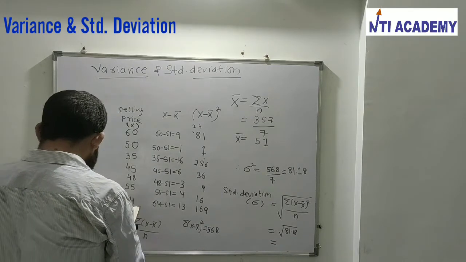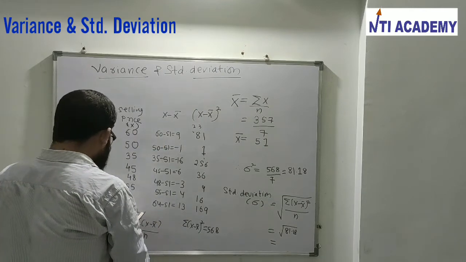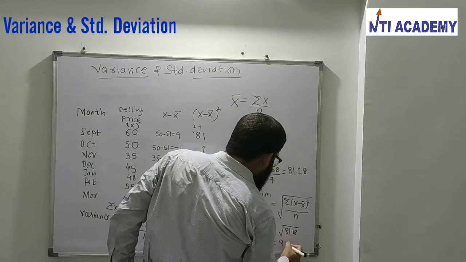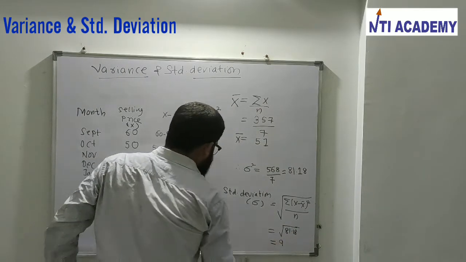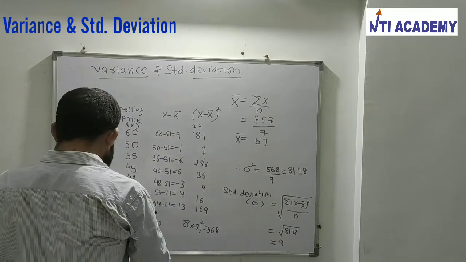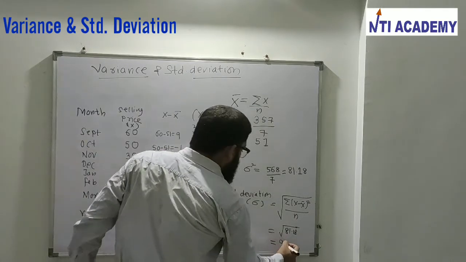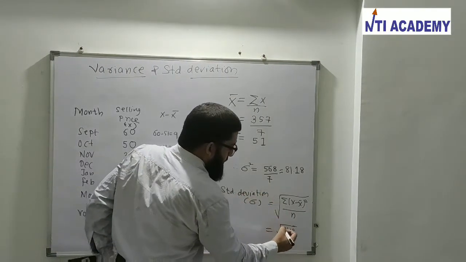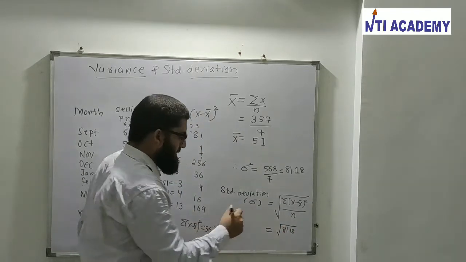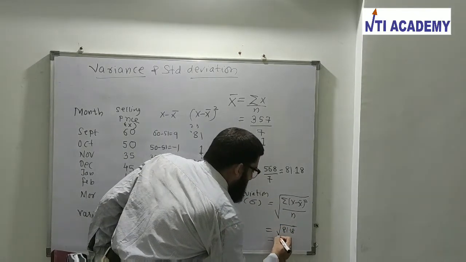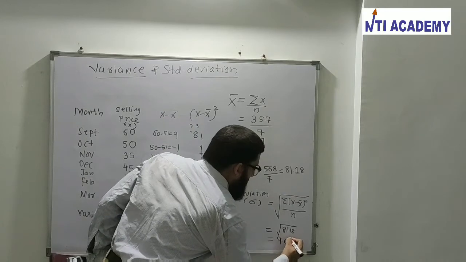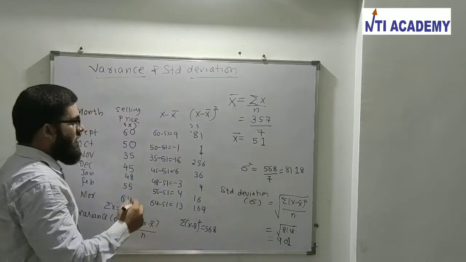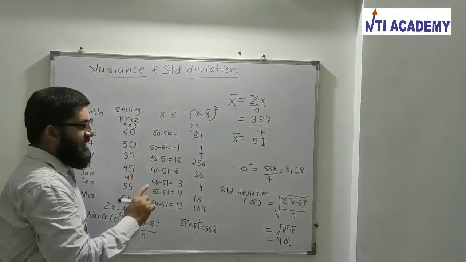So that is roughly 9 point something. Just calculate the exact value. So it comes out as the square root of 81.18, and the value you finally get is 9.01. So that's how we get the answer for the variance and also for the standard deviation.